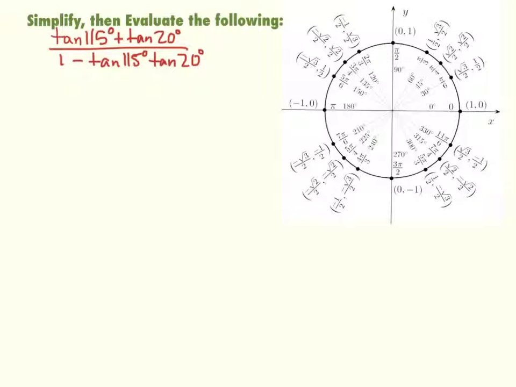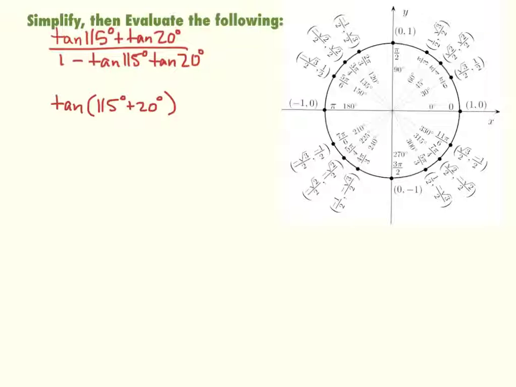Okay, we're going to simplify, and then we're going to evaluate the tangent of 115 plus tan of 20 over 1 minus tan 115 tan 20. If I'm asking you to simplify, I'm saying, where did this come from? What sum or difference did this come from? Because I can't look up 115 or 20 degrees on the unit circle. They're not there. So is this a tan sum formula or a tan difference? It's a sum because the plus is in the numerator. So this came from the tangent of 115 degrees plus 20 degrees.